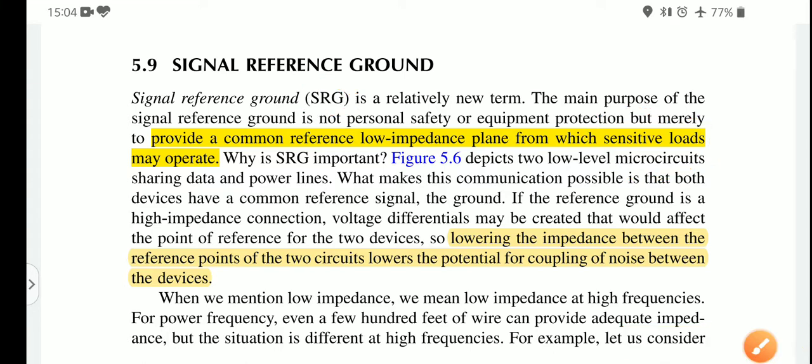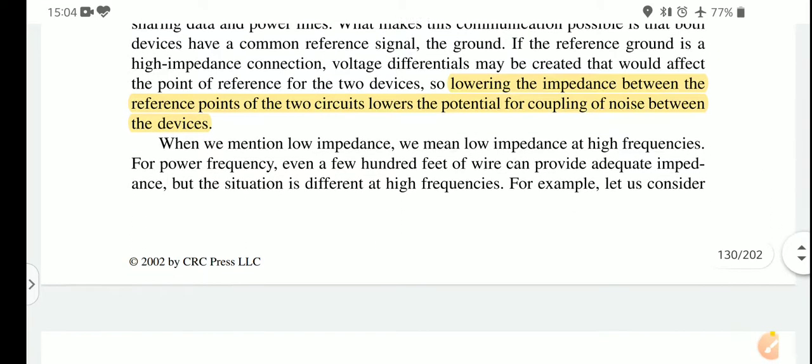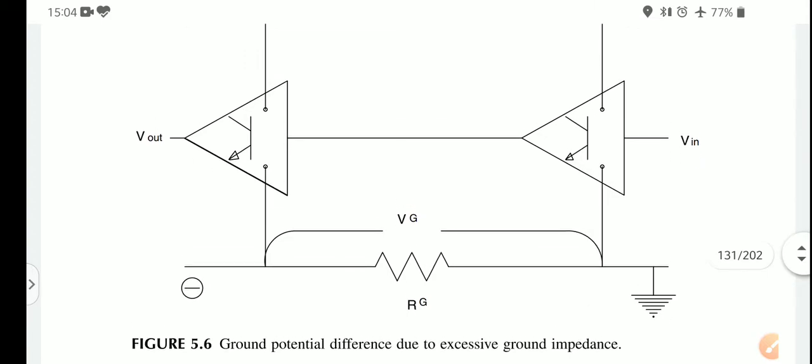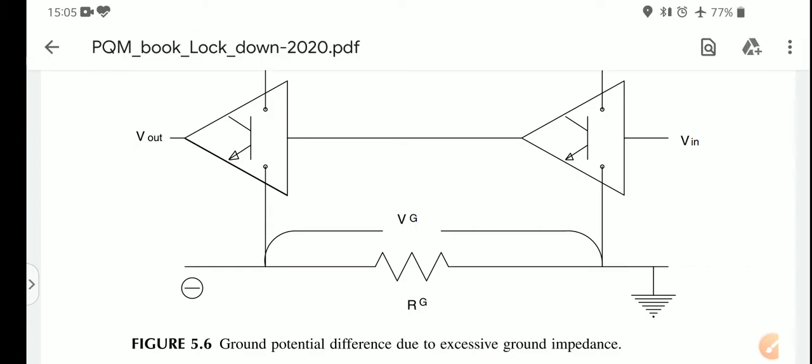Suppose we have this figure. It shows two different micro level circuits sharing a common reference ground. Here the ground potential differs due to the excessive ground impedance, as we have seen in the figure. Through the communication we are transferring data or signal from one circuit to another circuit. In between these two, this is the resistance, RG, the ground resistance. It is a common reference ground which is grounded through this point.